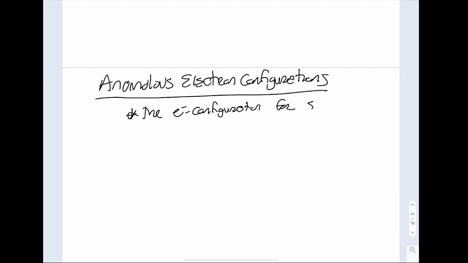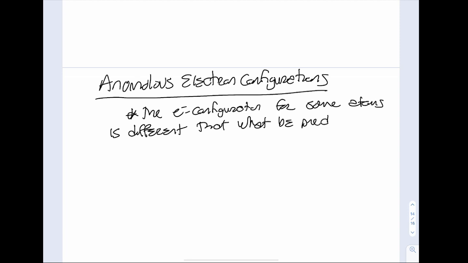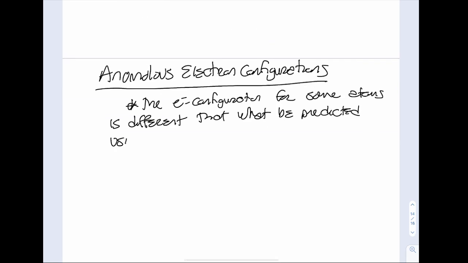The electron configuration for some atoms or elements is different than what would be predicted using the Aufbau principle. Remember, that was the one that said that we want to put electrons in lower energy orbitals before higher energy orbitals.